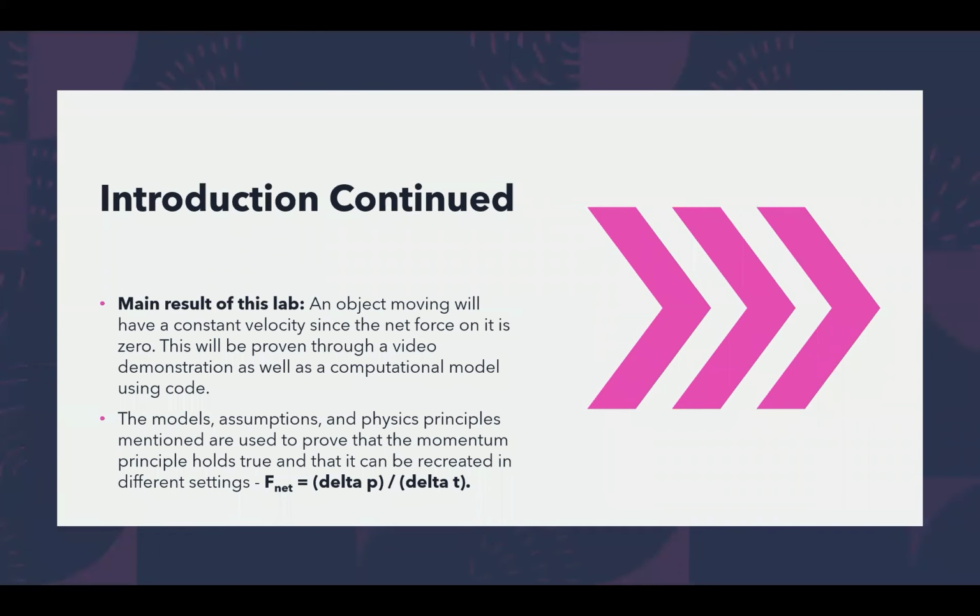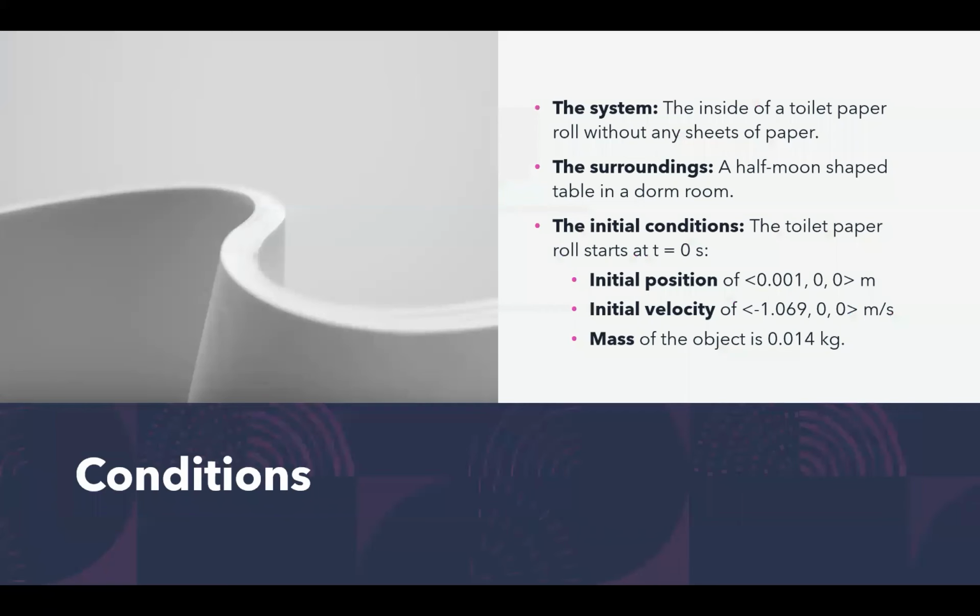Knowing this, the main result of this lab will be to prove that an object moving will have a constant velocity if the net force on it is zero. This will be proven via the tracker software and GlowScript code. Moreover, this lab will prove the momentum principle is true and that the following formula can be used in different settings: F net equals delta P divided by delta t.